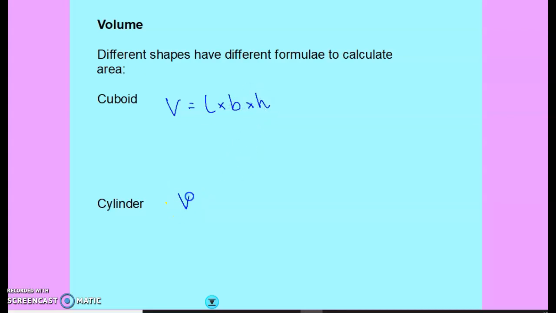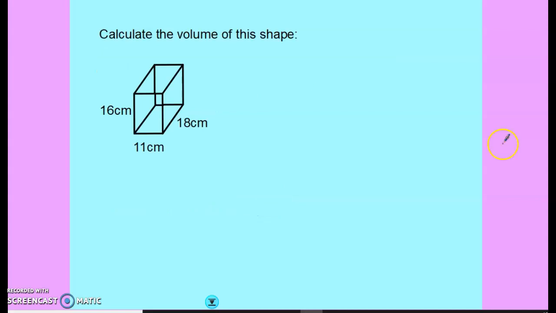Volume of a cylinder is pi times the radius squared times the height. Now you will get given this formula in your formula list, but that is the only formula you will get given. Okay, first one then, looking at the volume of a cuboid.